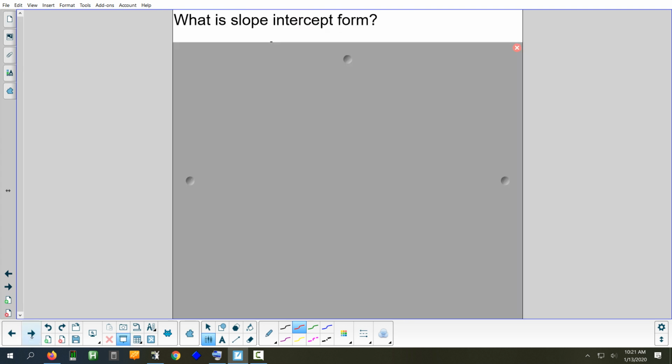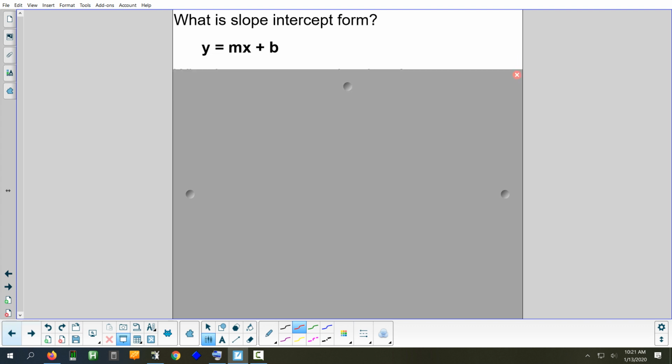All right, last one. So remember, slope-intercept form, you guys already know what that is, we've been practicing it. It's y equals mx plus b.